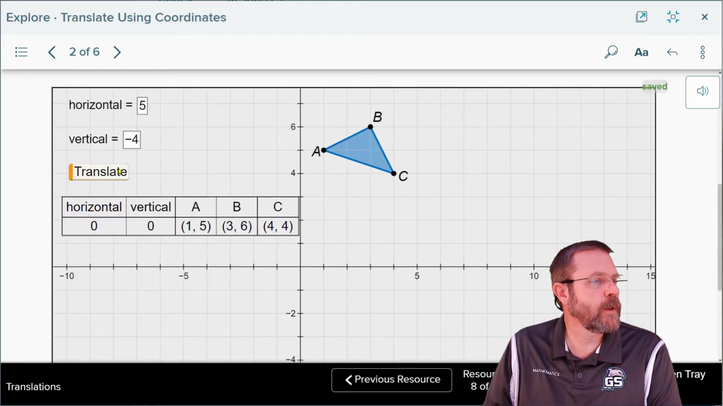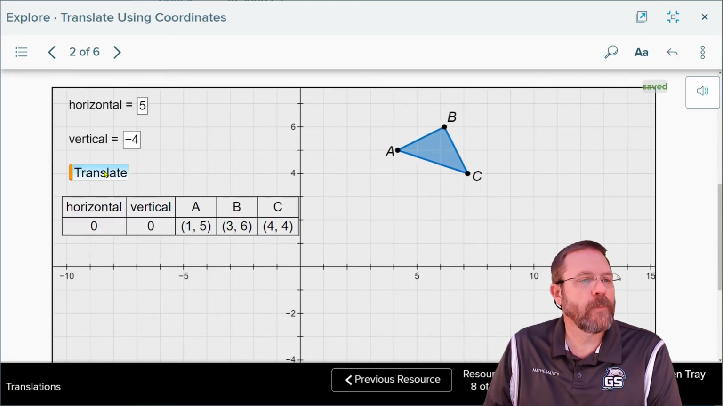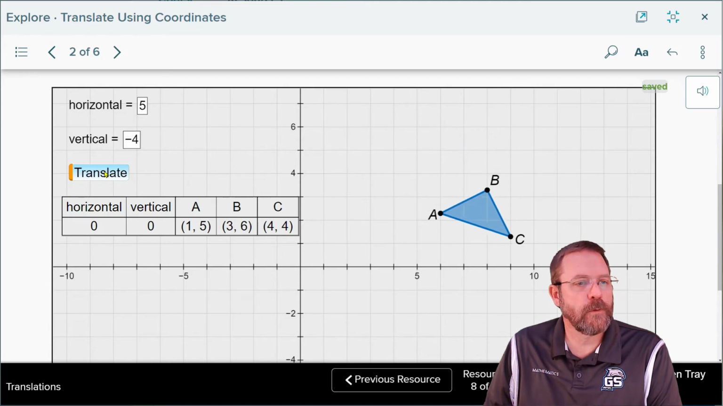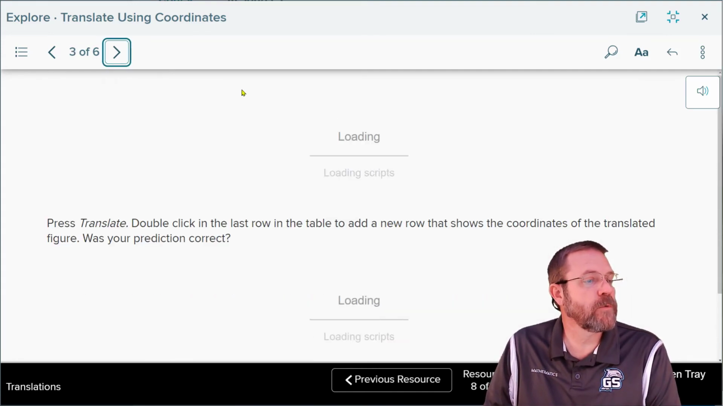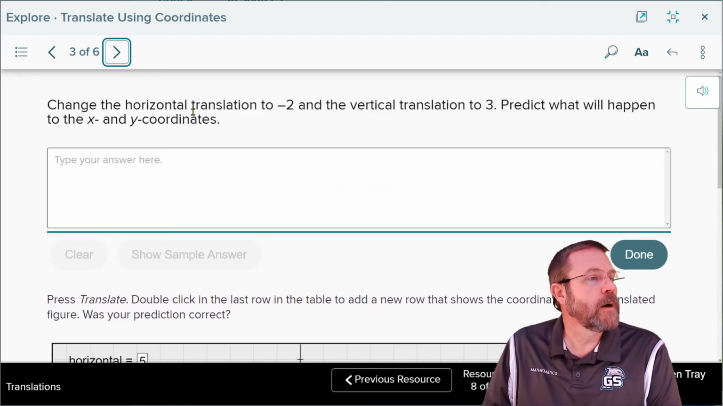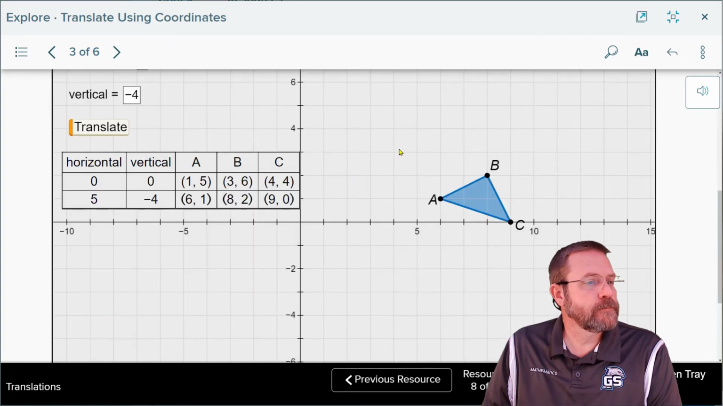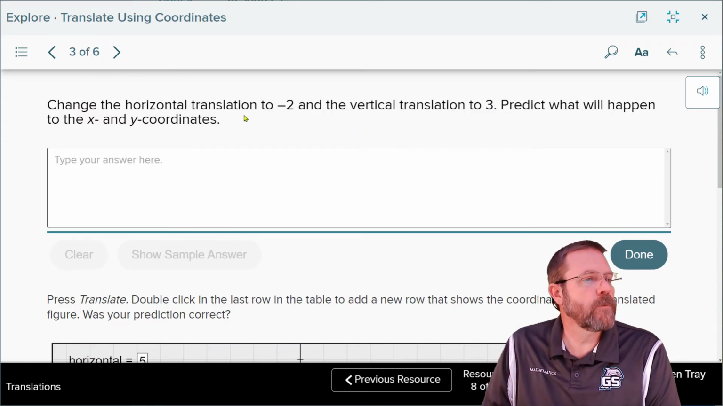Alright, so we've done that. We're going to hit translate, and now you can see it has moved right and moved down, and we're going to double click on that, and now you have your new coordinates of your new place. Alright, that was pretty simple, not terribly exciting. Yep, not seeing a lot of point here. Now I see the point of what they're trying to do.